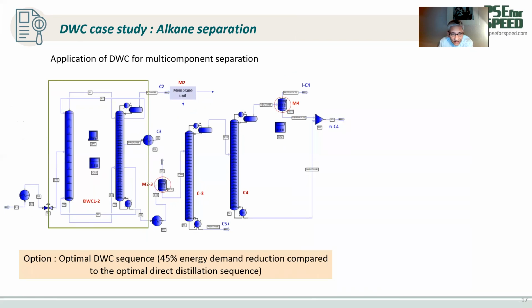So what is the best sequence? This actually happens to be the best sequence of all the different sequences we have looked at. That is, convert the first 2 columns into a DWC, and any other combinations will give lower energy reduction. But this one, compared to the original, reduces the energy demand by 45%.